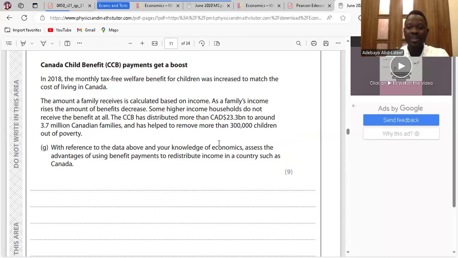It has helped to remove more than 300,000 children out of poverty. So I wrote, it could alleviate poverty, as reported that around 300,000 children have been lifted out of poverty in Canada due to the child benefit payments. Clear? However, increasing benefit payments, like unemployment benefits, may bring about a disincentive to work, leading to a fall in GDP. Clear? There are other effective ways to reduce income inequality, such as progressive taxation. Progressive, not aggressive. Progressive. Okay. Move on.